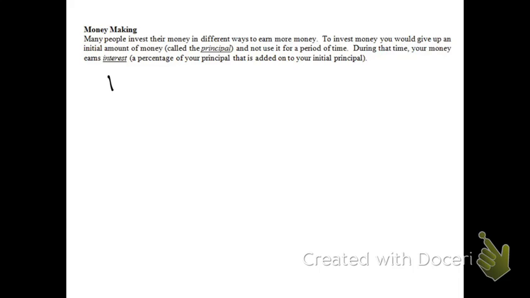So we get A equals P, and then we're going to do 1 plus R over N in parentheses raised to the N times T power. This is the formula we're going to use. Let me explain what everything means here in just a moment. P, this is our principal.